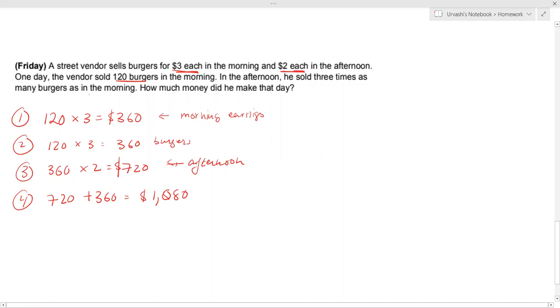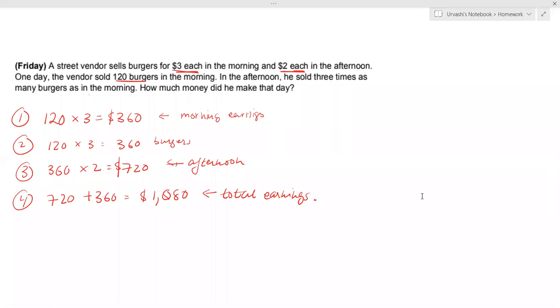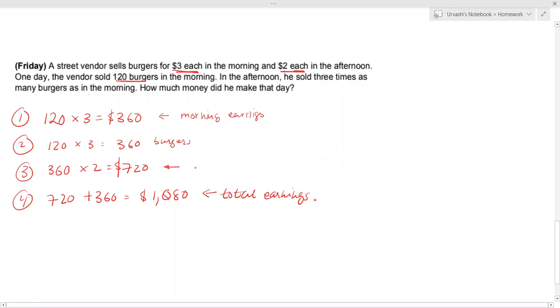Yep, that's it. This is his total earnings. Everybody get this? Do we have any questions? What did you write for number 3, where it said 360 times 2 equals 720, and then you drew an arrow, and what does that say? Oh, this is afternoon. So this was his afternoon earnings. This is how much he made in the afternoon.